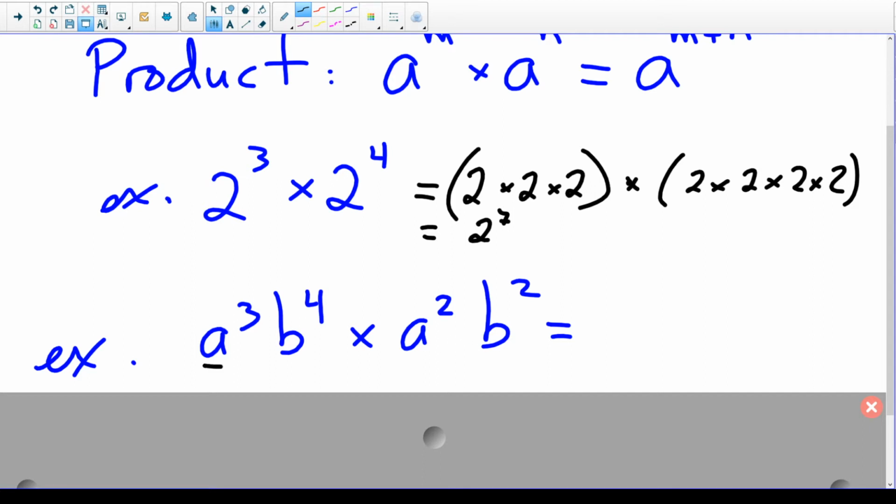This a to the 3 at the beginning here, it actually doesn't want to be next to the b. It wants to be next to the other a. So if we wrote this the long way, we'd have a to the 3 times a to the 2, still multiplying b to the 4 times b to the 2. We're regrouping everything so that they're together. Now, this is not grouping like terms, because terms are separated by addition and subtraction. This is commutativity. It's moving the multiplication around so that all of your common bases are together through that property of multiplication.